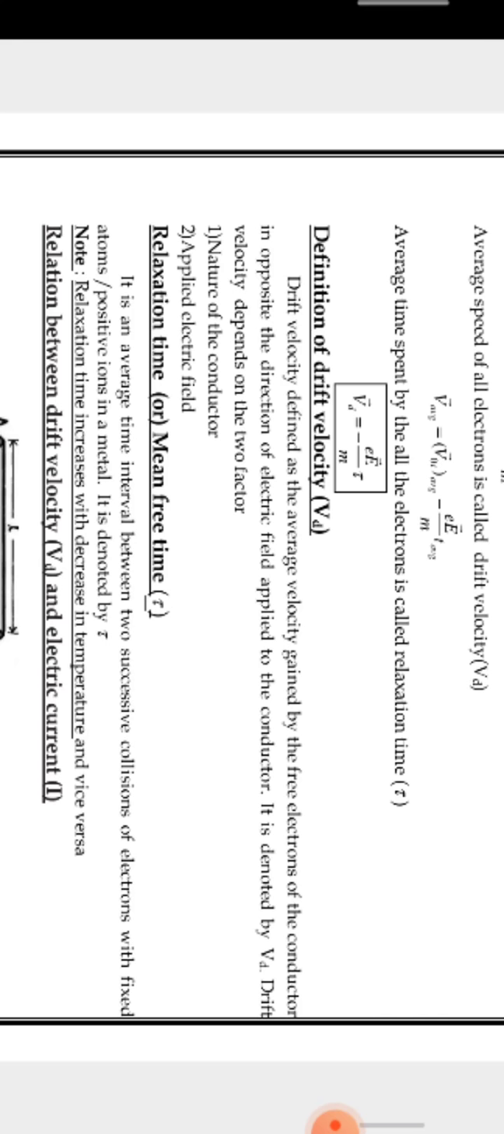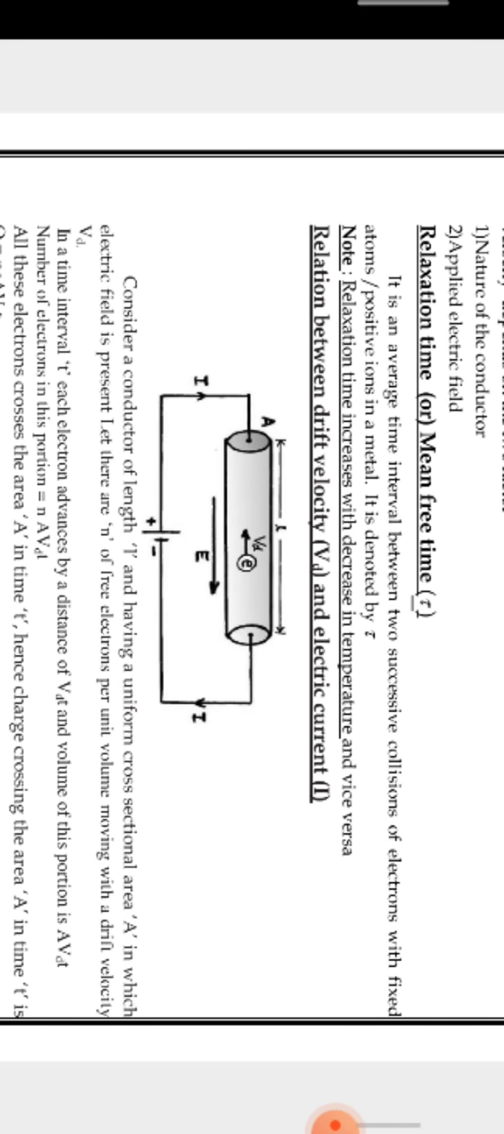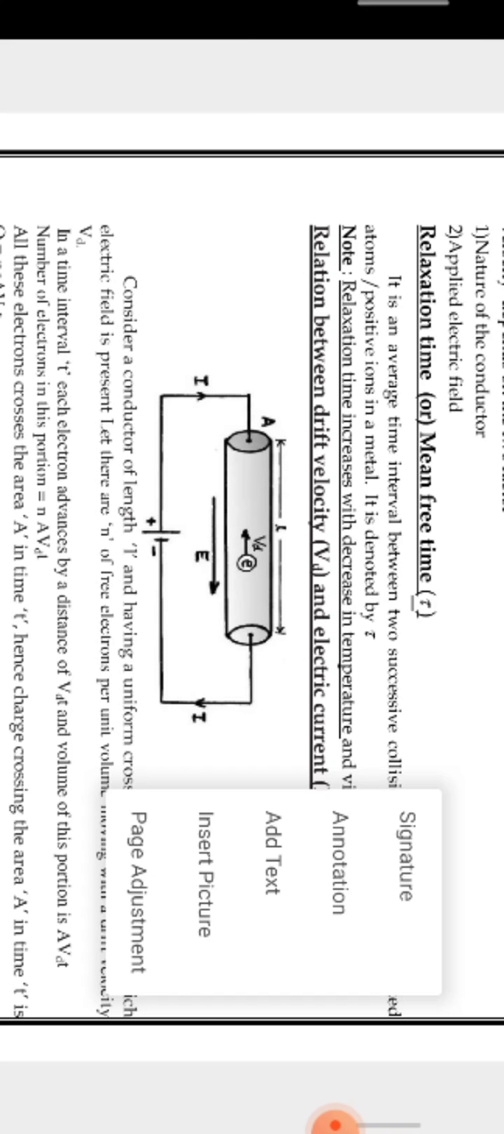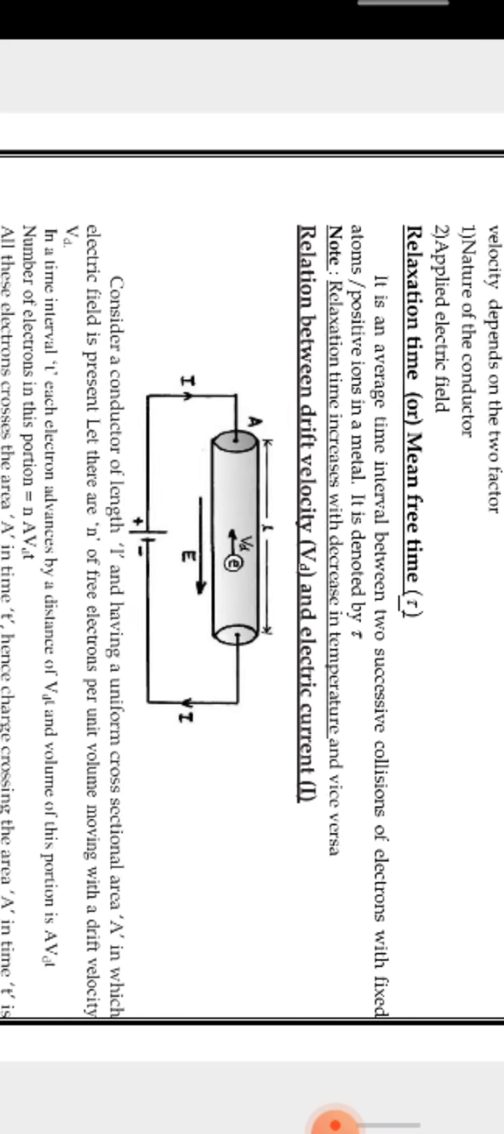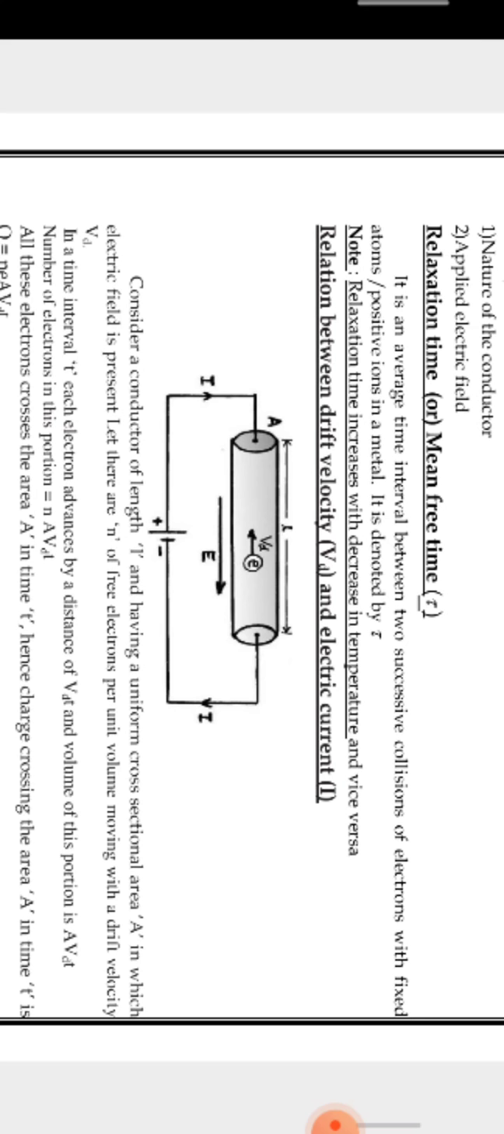Relaxation time is the mean free time, that is, the average time interval between two successive collisions of electrons with fixed atoms or ions.